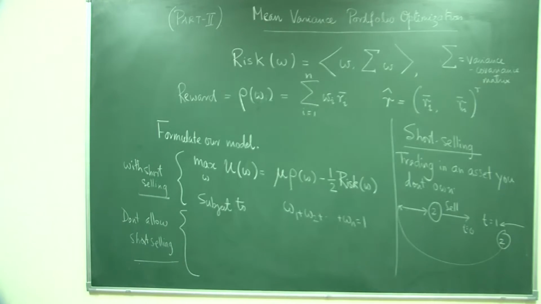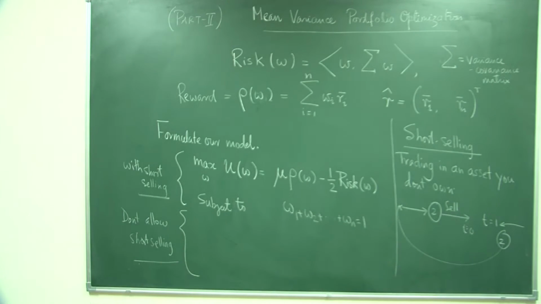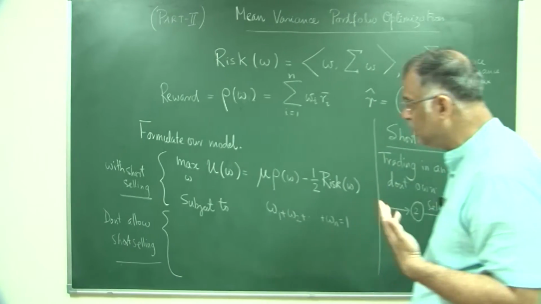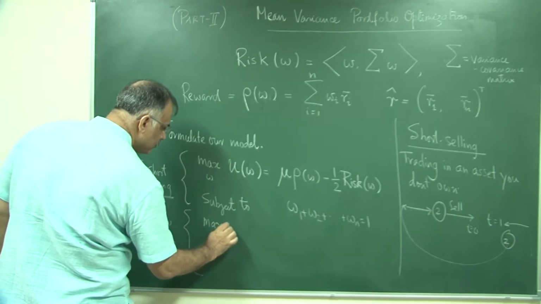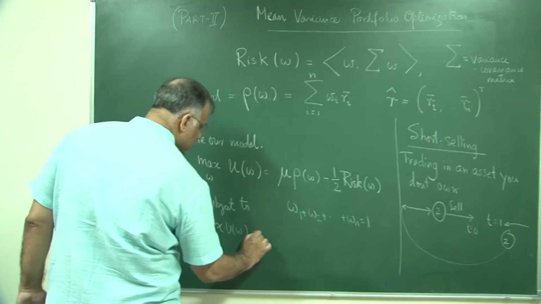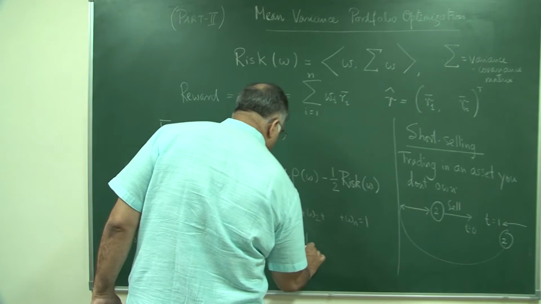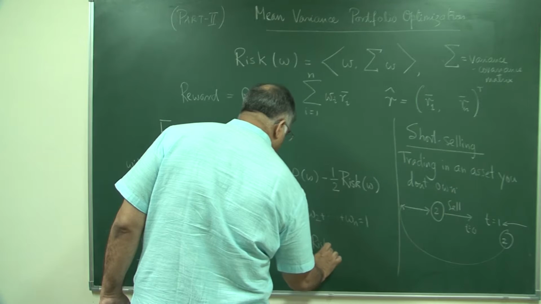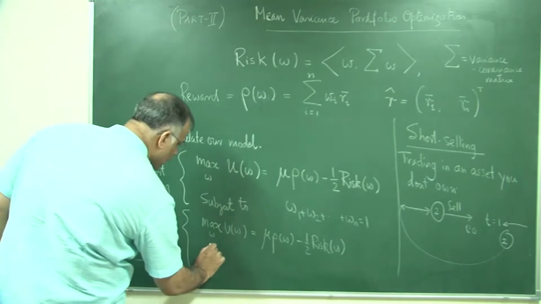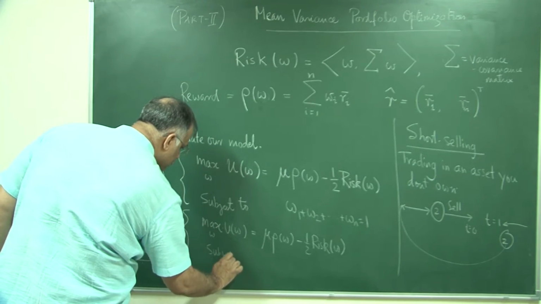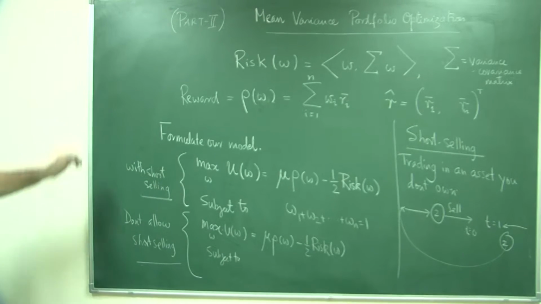If you are not allowing short selling, then you of course have to know that you are making investments only, you are not getting money. So all this W1, W2, Wn has to be greater than 0. So your problem would now become subject to. So if you look at this, let us see what sort of a problem it is.